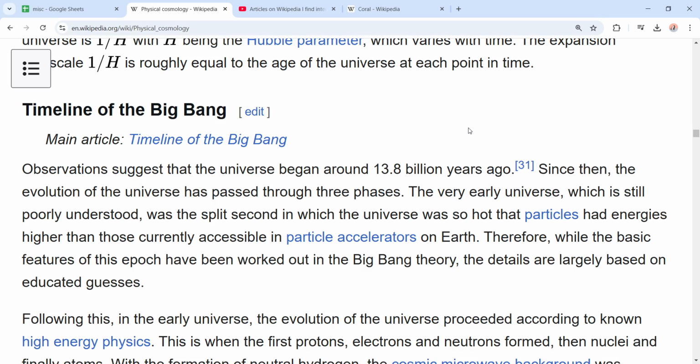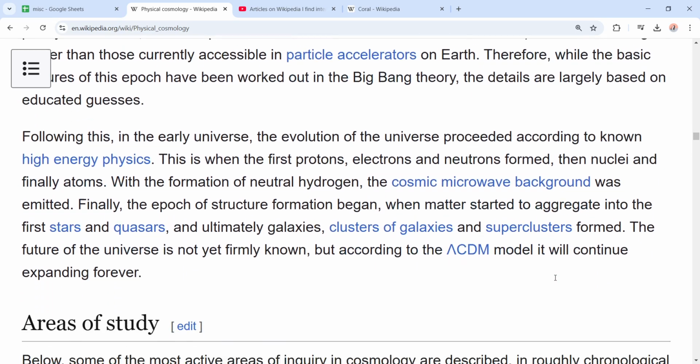The very early universe, which is still poorly understood, was the split second in which the universe was so hot that particles had energies higher than those currently accessible in particle accelerators on Earth. Therefore, while the basic features of this epoch have been worked out in the Big Bang theory, the details are largely based on educated guesses.